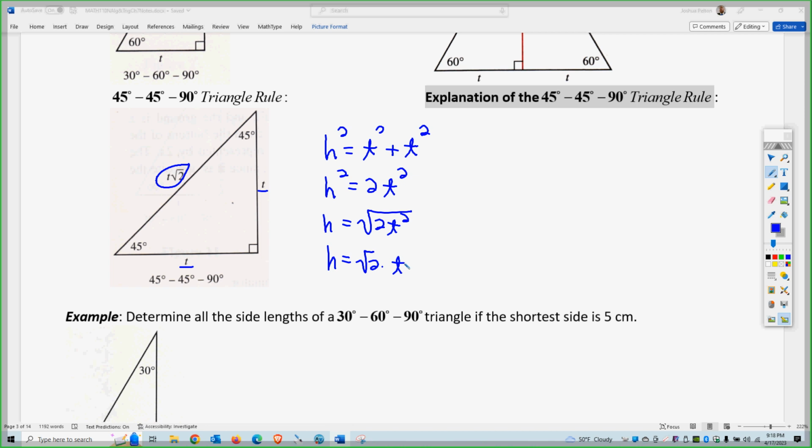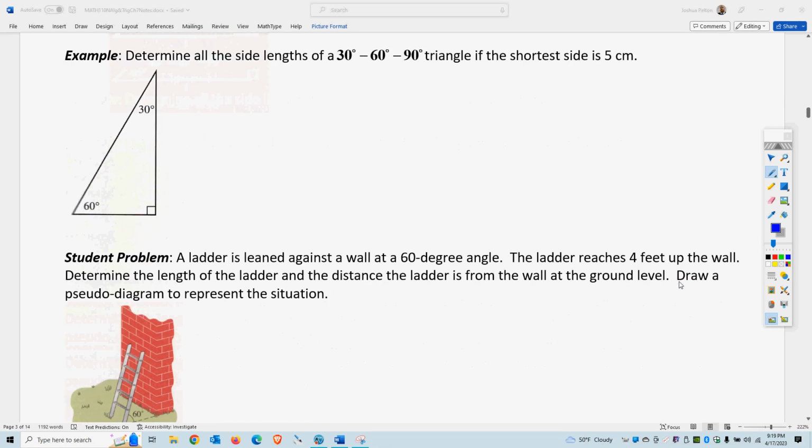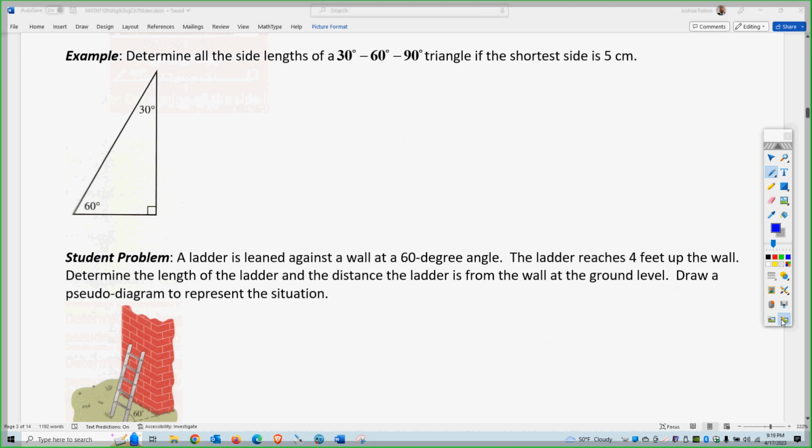So we can use this information to relatively solve a triangle quickly without doing any calculations. If we have a 30, 60-degree triangle, and the shortest side is 5 centimeters, that must be the 30-degree side. Using the 30, 60, 90 rules, the hypotenuse must be 10 centimeters because by rule, it's twice as long. And the 60-degree side must be 5 root 3 because it's root 3 longer than the 30-degree side by rule. All right, pause the video, try the student problem for yourself.